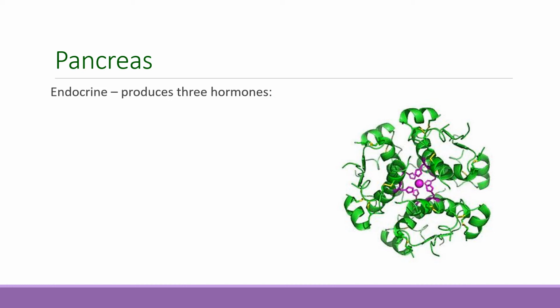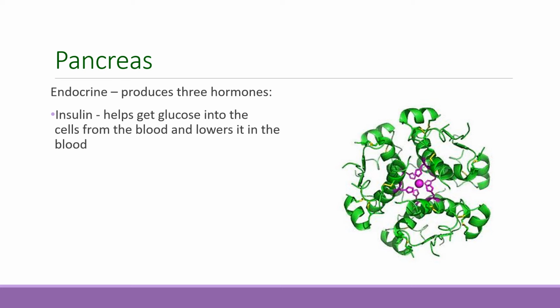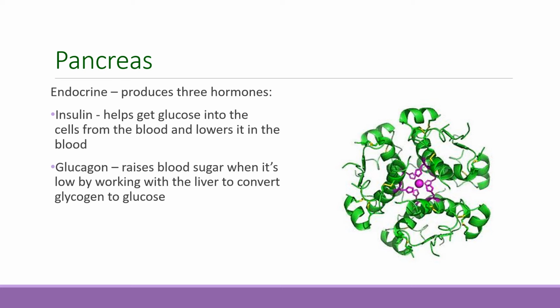Now the endocrine function is that it produces 3 hormones. One, of course, is insulin, which helps get glucose into the cells from the blood and lowers it in the blood. Glucagon raises blood sugar when it's low by working with the liver to convert glycogen to glucose. And somatostatin, which helps to control the release of other hormones.